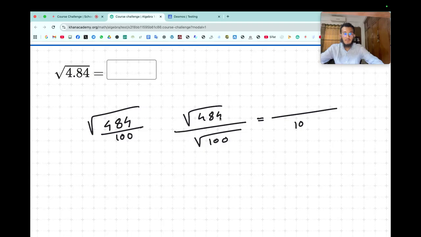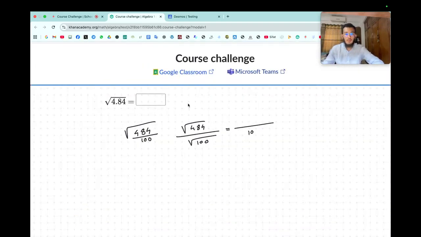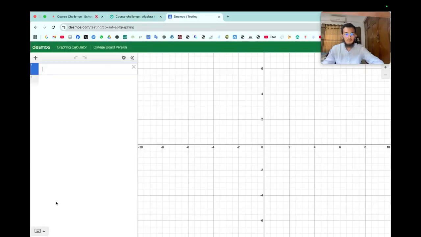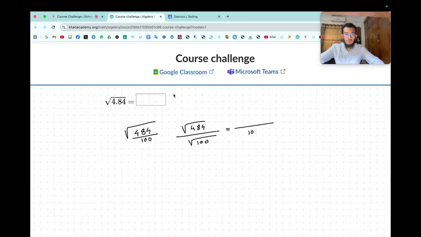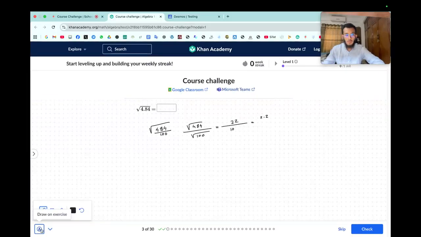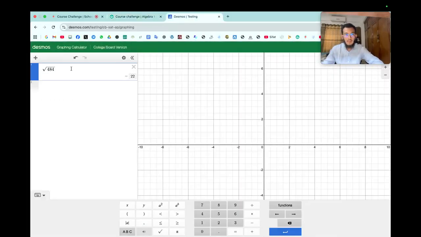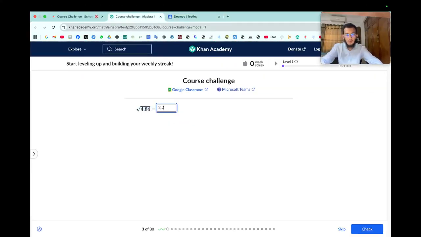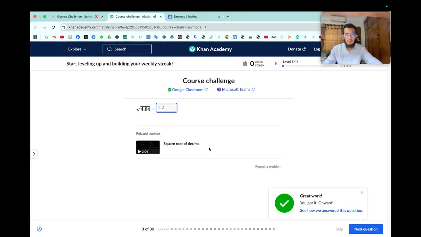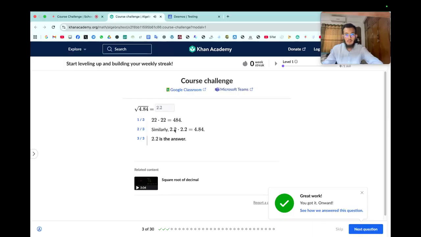And we have to find root 484. So in order to find root 484, let's see, it's 22. So 22 divided by 10 is 2.2. So our answer should be 2.2. Let's check the exact thing. Yeah, it's 2.2. So our final answer is 2.2.